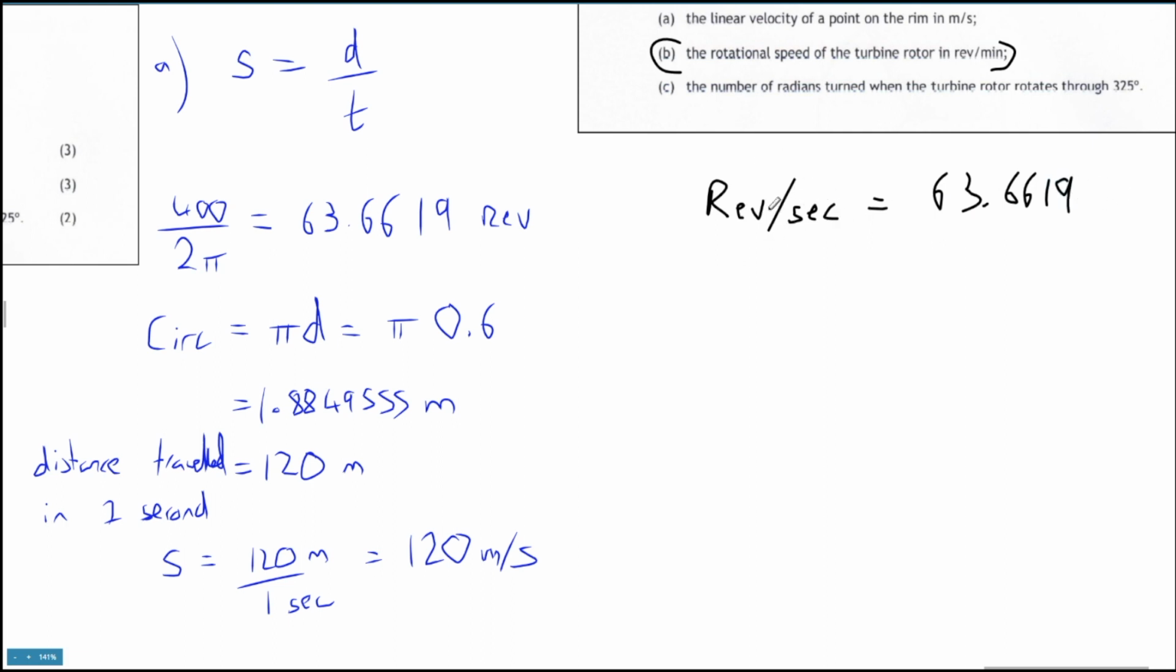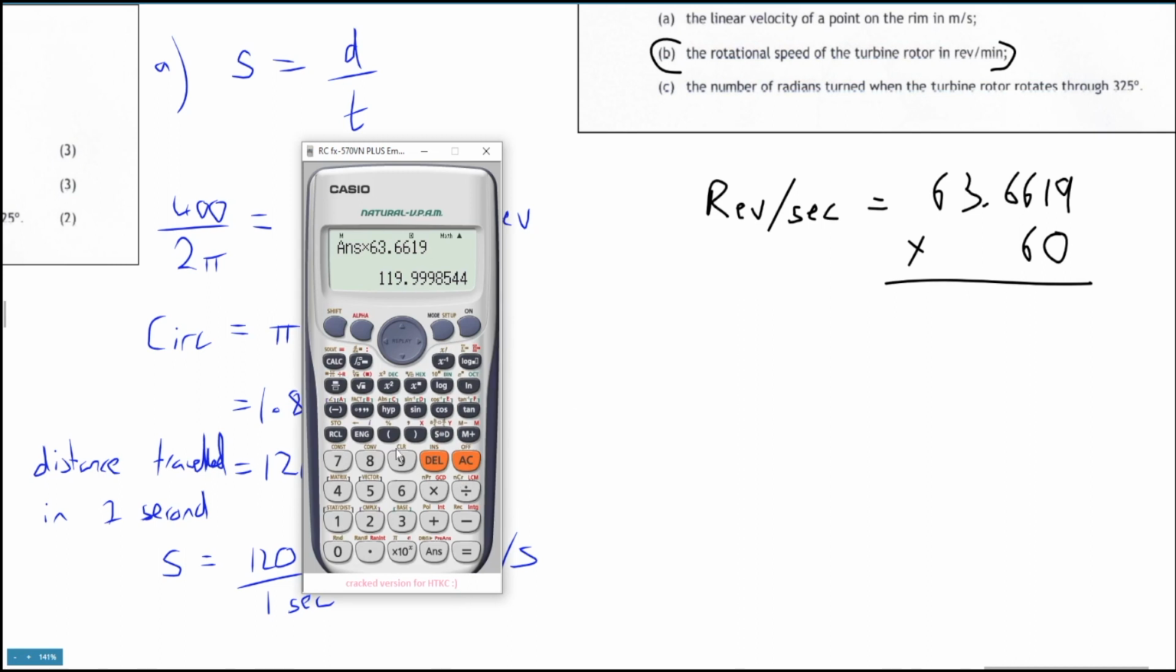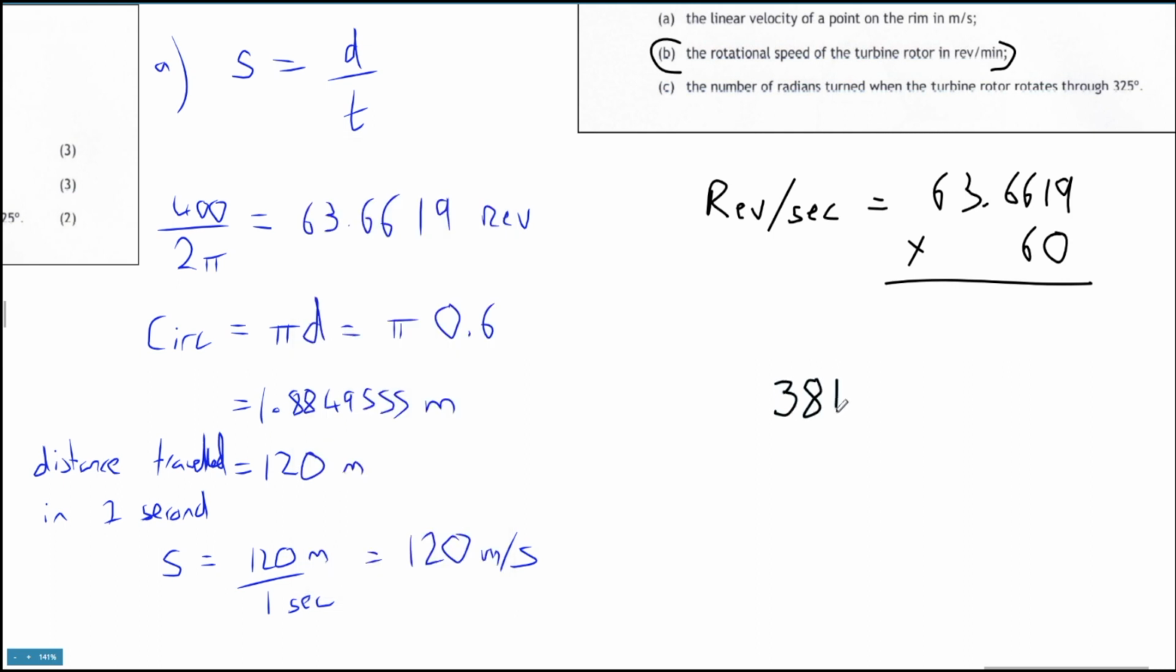Well, it's going to be 60 seconds in a minute. So I think if I times that by 60, it will turn it into revs per minute. If you travel this much distance in 1 second, then I do that in 60 seconds, that's the same as 1 minute. So it's a really easy question once I get to this point. Because of how I've broken it down, I don't have to go and get anything else, I already have it. Times it by 60, what's that? 3819.7 revolutions per minute. Great, that was part B.